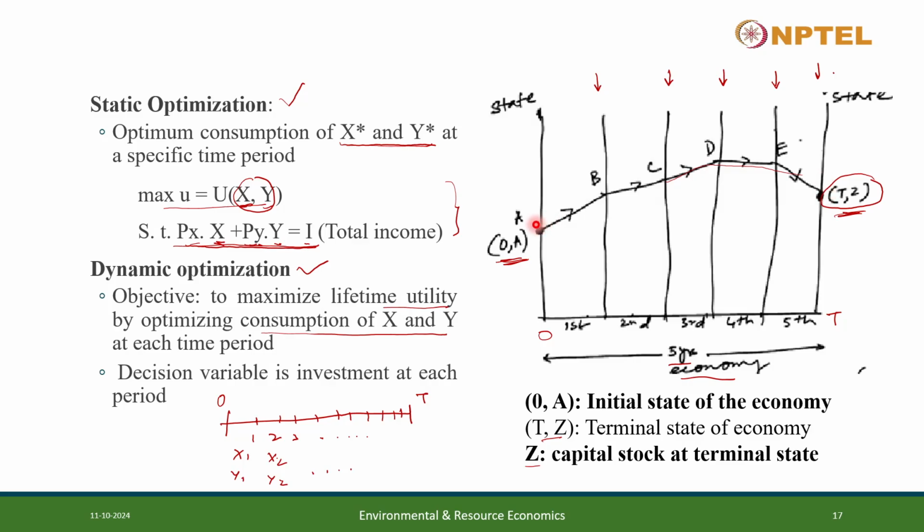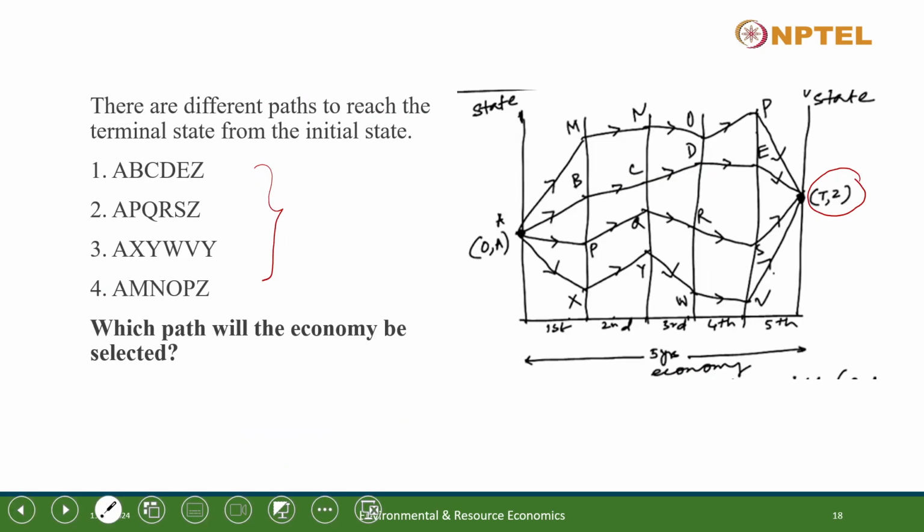Now let's say that from A you can go to B, C, D, E, and T. A to B there is some association of money, B to C there is some association of money, C to D there is some association of money. That association of money is the investment amount. So each year you are investing something, moving from A to B, and since you are investing something, B to C and so on. So now we have different paths, the set of paths which we have shown here.